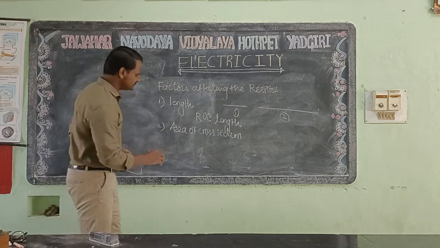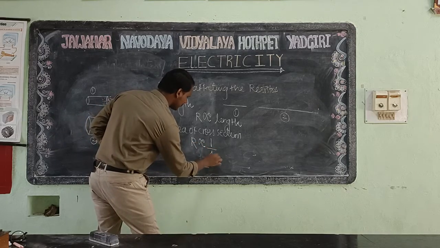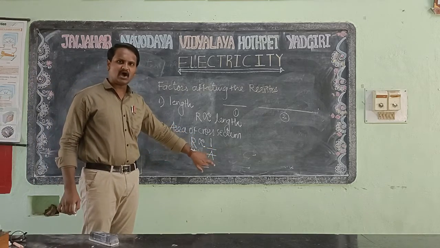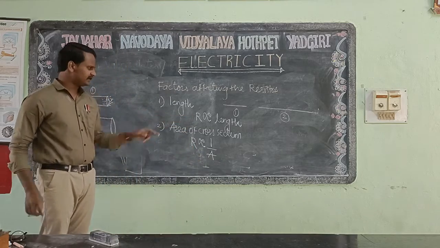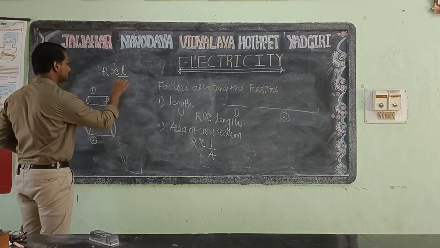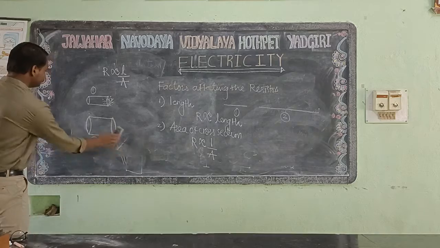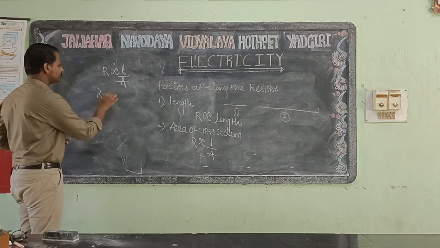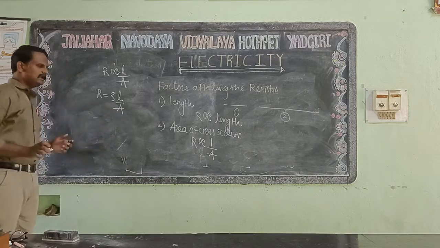So we can write that resistance is inversely proportional to the area of cross section of the conductor. Combining both the conditions, resistance is directly proportional to the length and inversely proportional to the area of cross section of the conductor. Now, removing the proportionality constant, we can write R is equal to rho L by A.